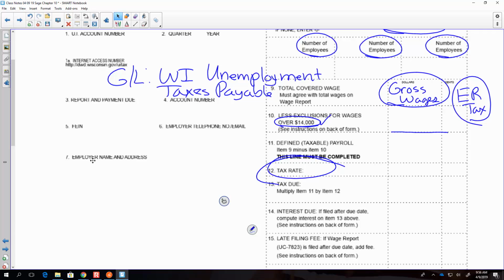Now, this is an employer tax, right? Employees are not contributing to this amount. So on the general ledger, you will have a payroll tax expense. You will have a payroll tax expense for the taxes that you're paying into the state for unemployment purposes.